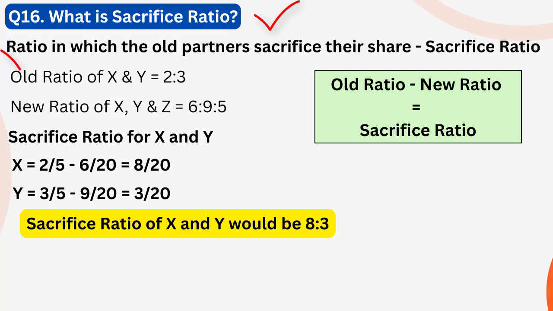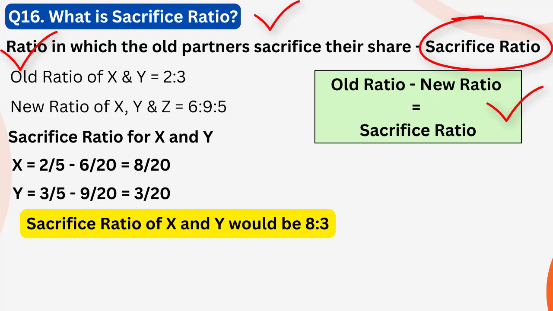So the ratio in which the old partners sacrifice their share is called the sacrifice ratio. If you see it mathematically, old ratio minus new ratio is equal to sacrifice ratio. This is the formula. Let's go back to the previous question.